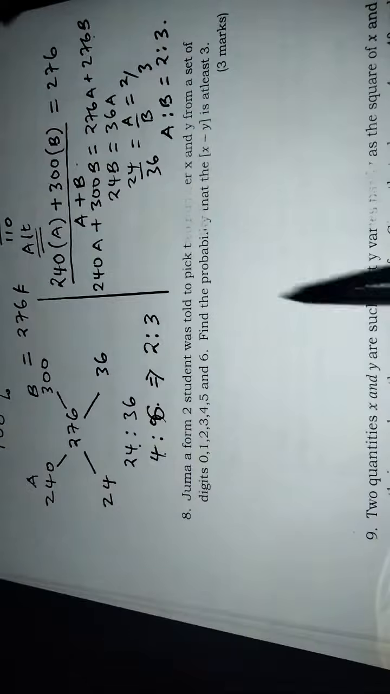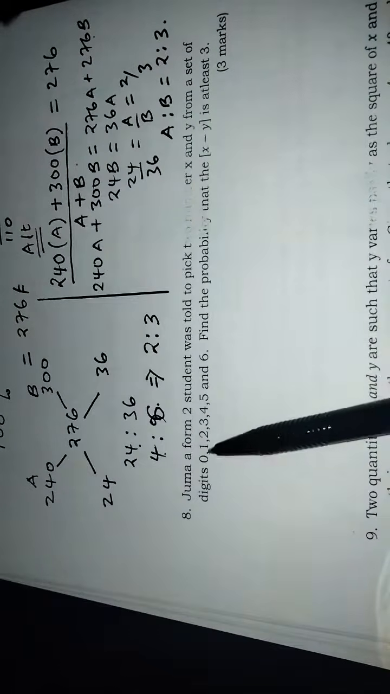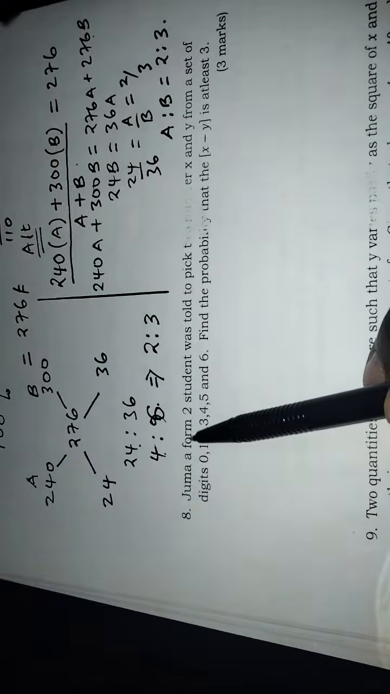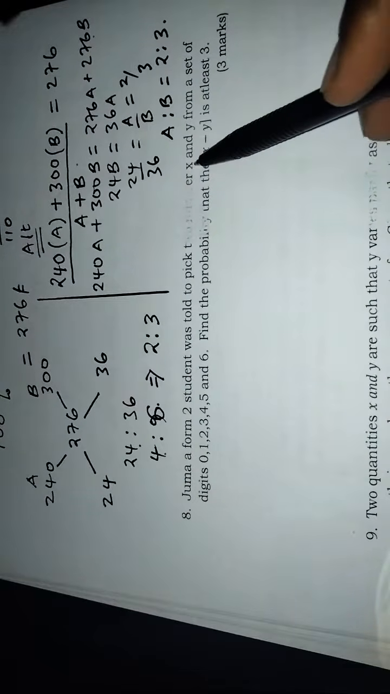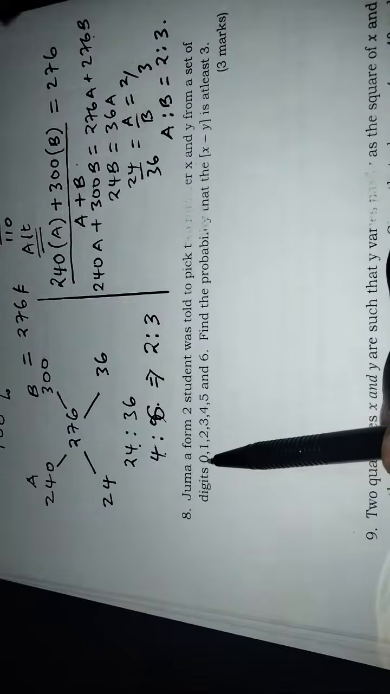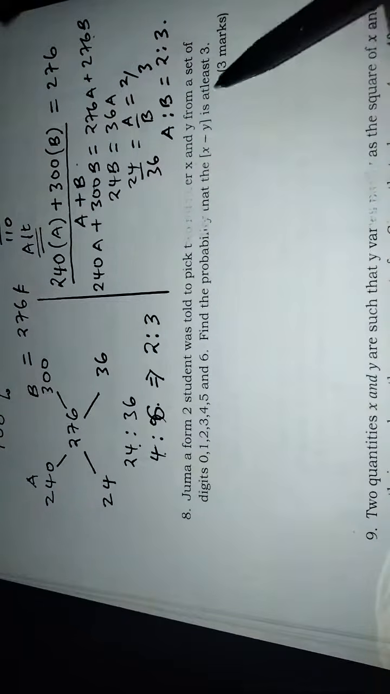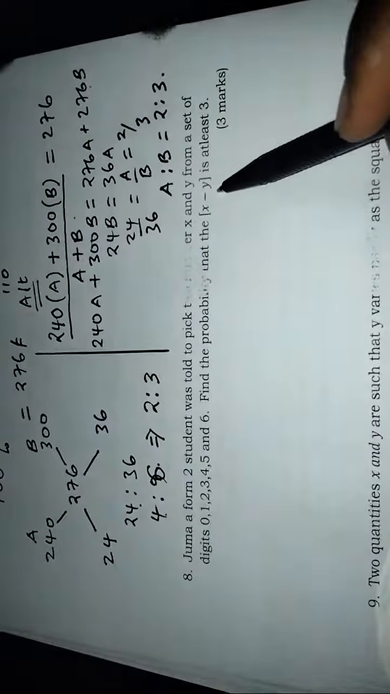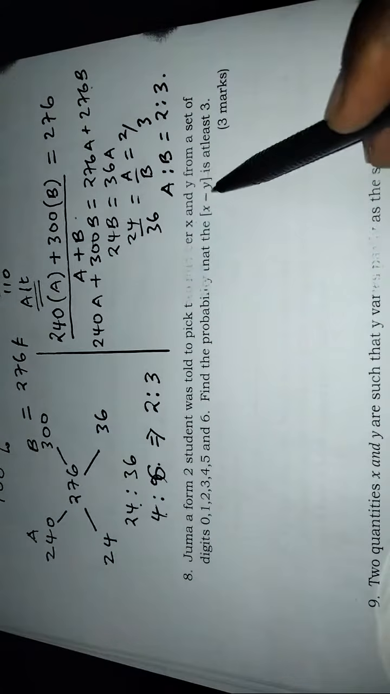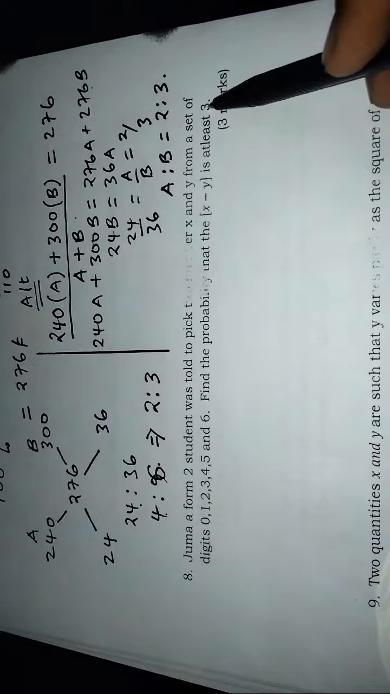We continue. We are told that Juma, a Form 2 student, was told to pick two numbers, X and Y, from a set of digits 0, 1, 2, 3, 4, 5, and 6. Find the probability that the absolute value of X minus Y is at least 3.